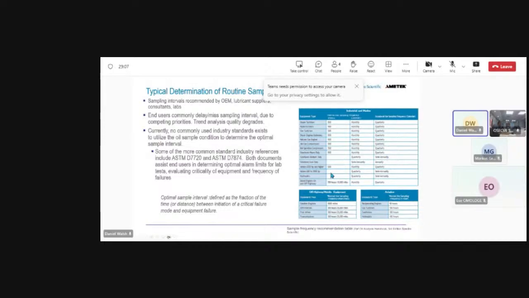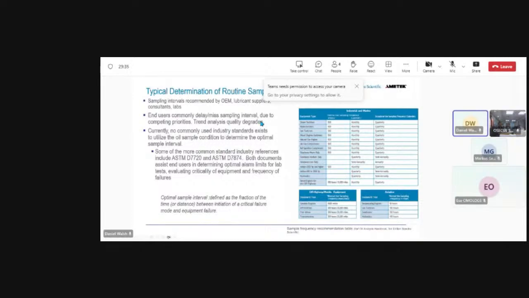Motors maybe monthly or quarterly. These are typical types of sampling frequencies, which have been used for a long, long time. They're not ideal, and they tend to be recommendations. But the reality is that most users, even when they have this scheduled, in many cases miss or delay the sampling interval for a variety of reasons.